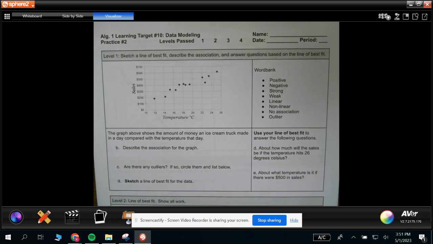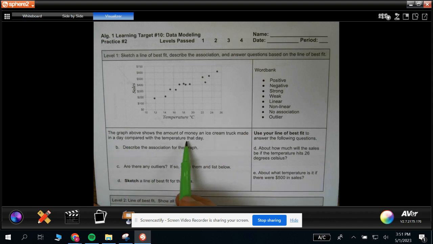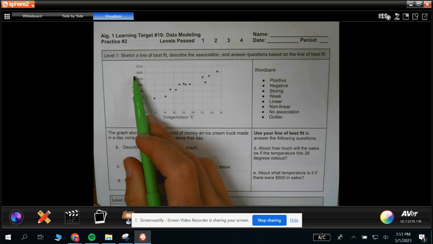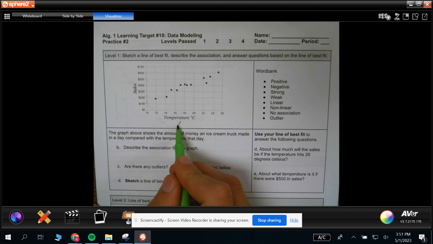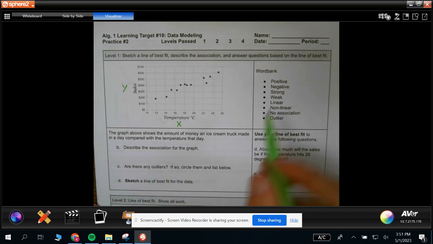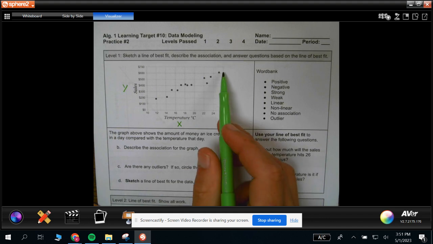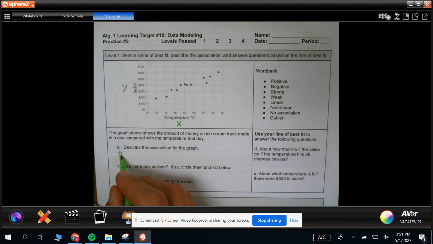So let's start here. The graph above shows the amount of money an ice cream truck made in a day compared with the temperature that day. Ice cream sales on the y-axis. The x is temperature in degrees Celsius. Describe the association. So, positive or negative? Well, as I can see, as x gets bigger, the data points are going up, the y value is getting bigger, so I would say this is positive.